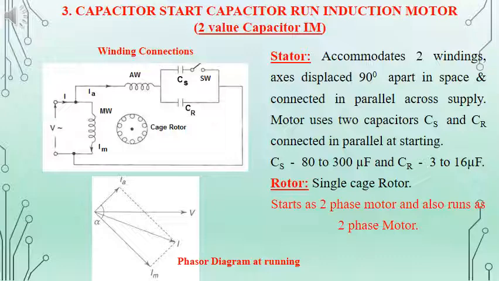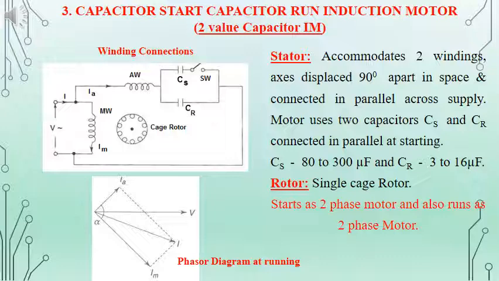So at the beginning, the combination of the capacitors connected in parallel will be in the circuit, which can help to increase the starting torque by improving the power factor of the auxiliary winding. And on running, CR will remain in the circuit along with the auxiliary winding. In the previous two cases, the auxiliary winding was cut off from the circuit for running condition, but here both the auxiliary winding and the main winding will be in the circuit for running too.